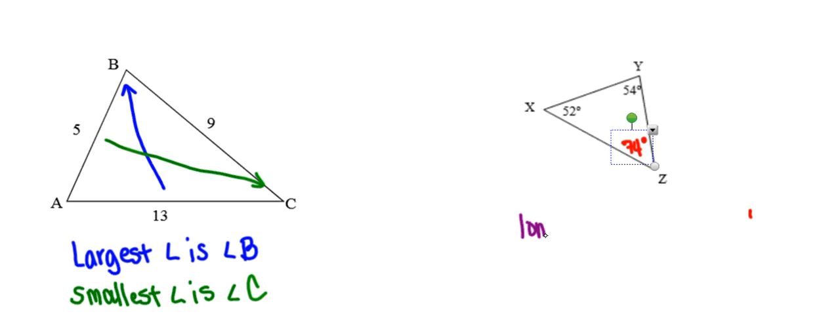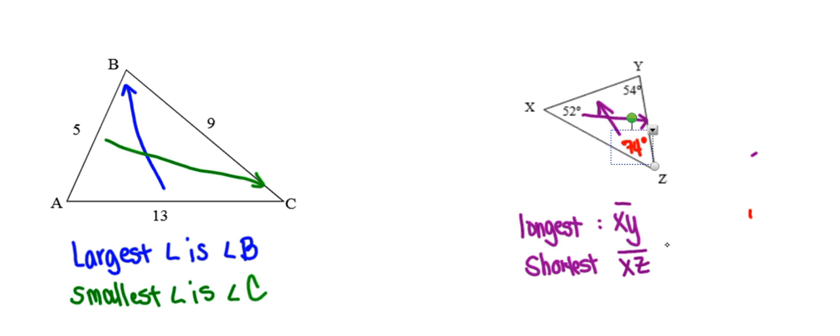So I want to find the longest side, and I want to find the shortest side. I know the longest side will lie opposite the largest angle. The largest angle in this case is angle Z, so that's going to make my longest side, side XY. My shortest side will lie opposite the smallest angle. And since 52 degrees is the smallest angle in that triangle, side XZ will be the shortest side in that triangle.